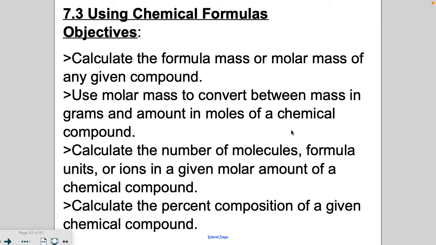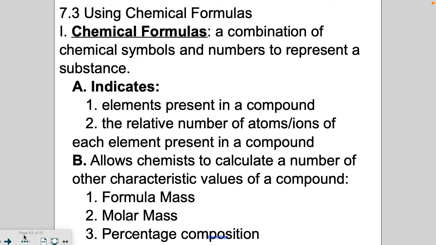Okay, so in this lecture, I'm going to start section 7.3, not finish it. We're going to focus in on formula mass and molar masses and converting between molar mass to mass in grams to moles, and then eventually to atoms or molecules. So just a lot of conversions going on in this section.